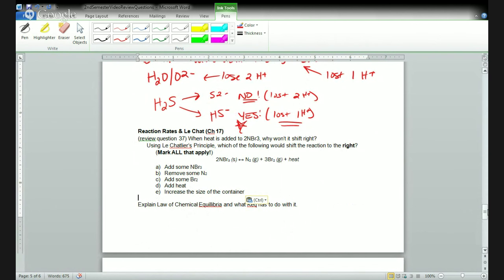So this one's asking about, sorry, my dog's trying to eat my gum. That was in my school bag, not my mouth.